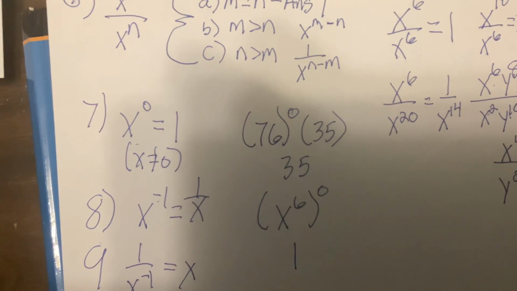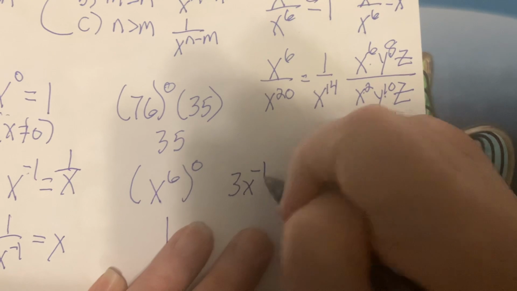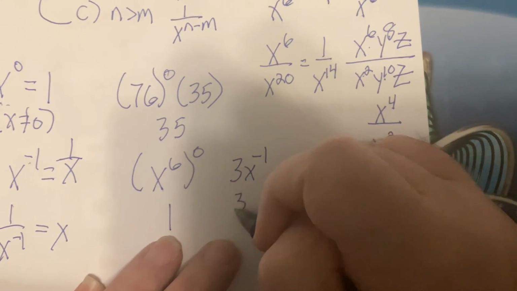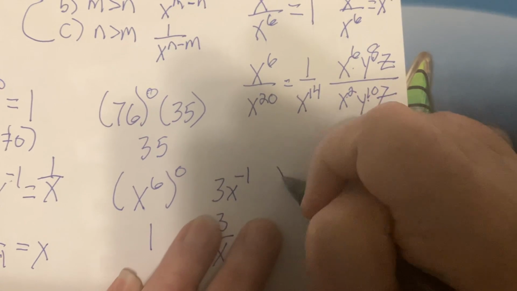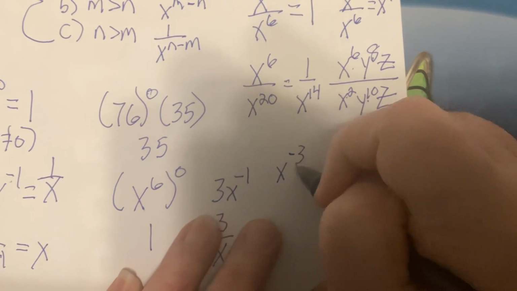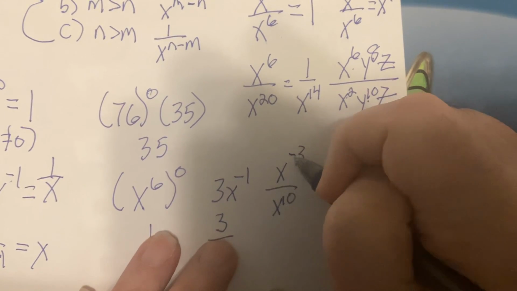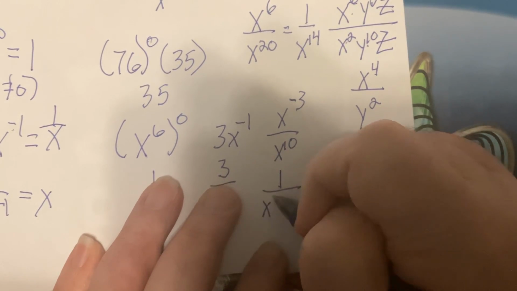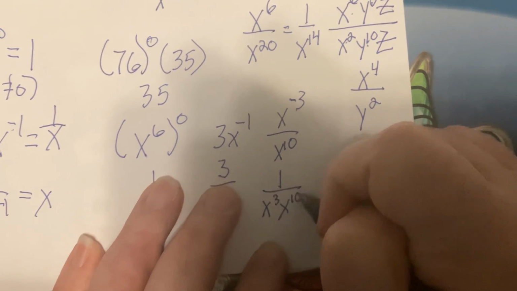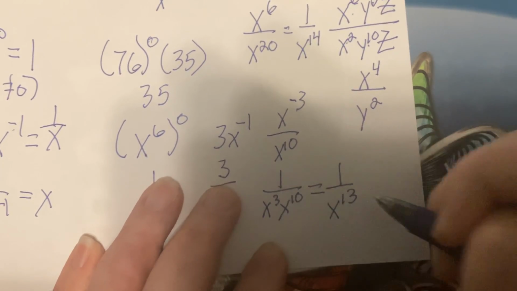So, negative power means move it. So if I have 3x to the negative 1, that is 3 over x. If I have x to the negative 3 over x to the 10th, the negative power means move it. So it'd be 1 over x cubed times x to the 10th, and the answer would be 1 over x to the 13th.